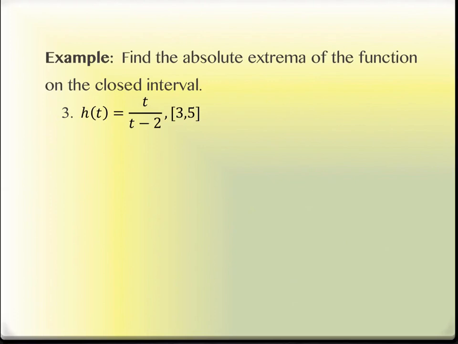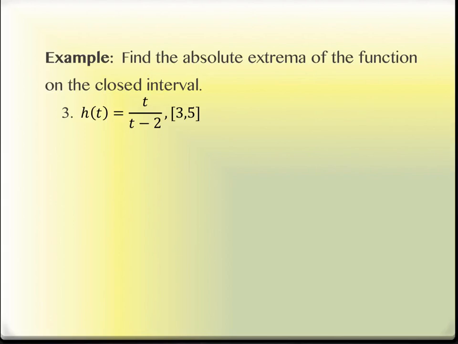We have two more with the same directions. Okay. Find the absolute extrema on the function. Now we have one that's not a polynomial. It's a rational function, right? It is kind of worth noting that the interval from 3 to 5 doesn't include the asymptote. Where is this going to have a vertical asymptote? Yeah, at t equal to 2, right? So the 2 is not on that interval. So it is going to be continuous.